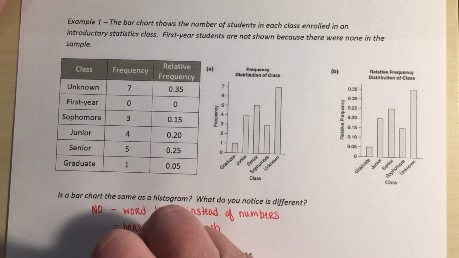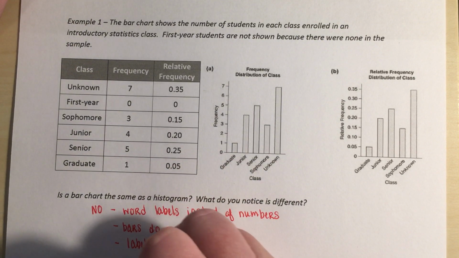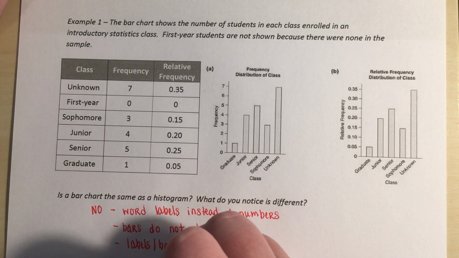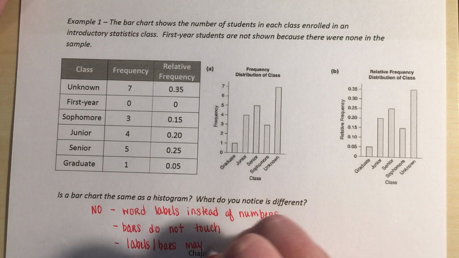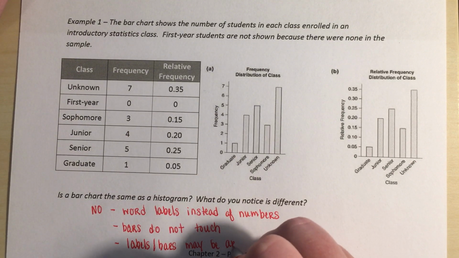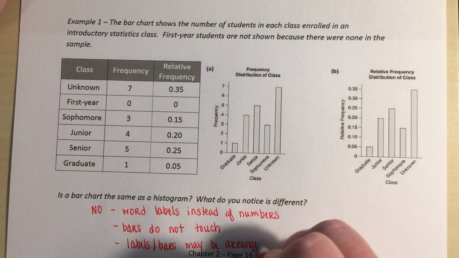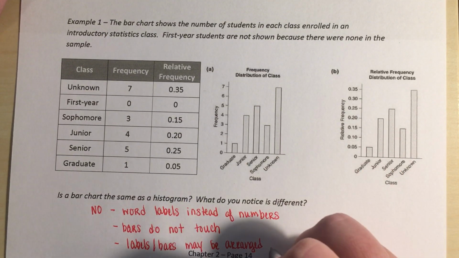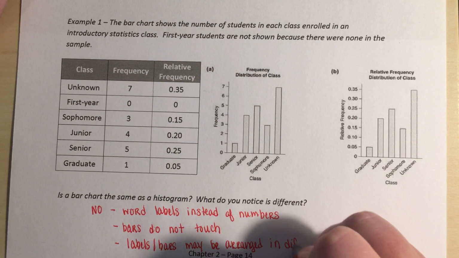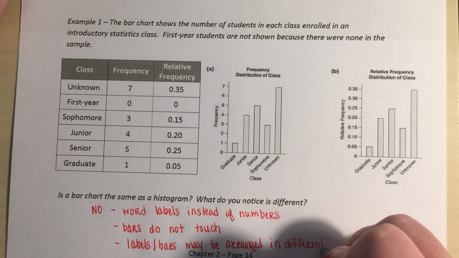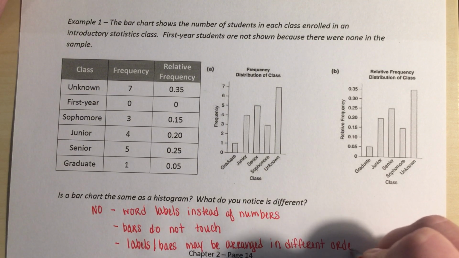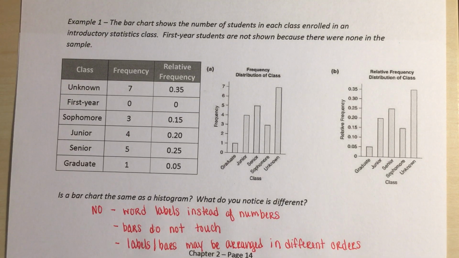So, with labels, bars may be arranged in different orders, unlike numbers, where they're always going to go in numerical order from beginning to end.